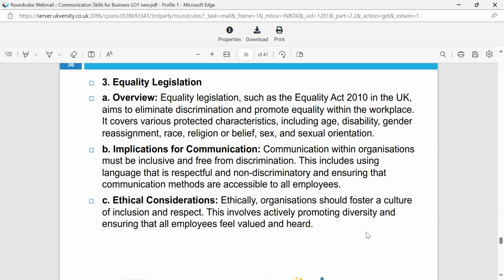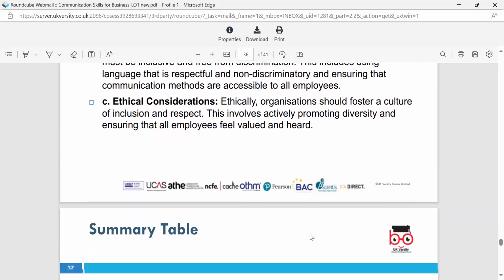Ethical considerations. So ethically, organisations should foster a culture of inclusion and respect. This involves actively promoting diversity and ensuring that all employees feel valued and heard. So it's really important that ethical issues are taken into account when we're looking at any sort of communication within an organisation.